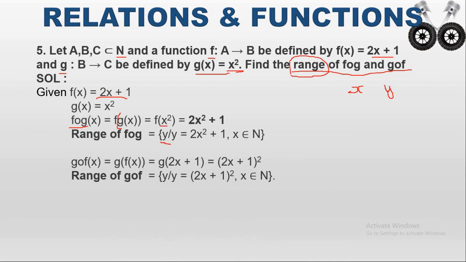Next one, we are going to find the g composition f with the variable x. So that is g composition f of x equal to g of f of x. So instead of f of x, you have to substitute the value as 2x plus 1. So g of 2x plus 1. In g of x, wherever x, you have to substitute the value as 2x plus 1. So instead of x, you have to substitute 2x plus 1 whole square. So now you can write the range of g of x. So here also we are going to write with the set builder method. So that is y such that y equal to 2x plus 1 whole square, that is x belongs to natural numbers.